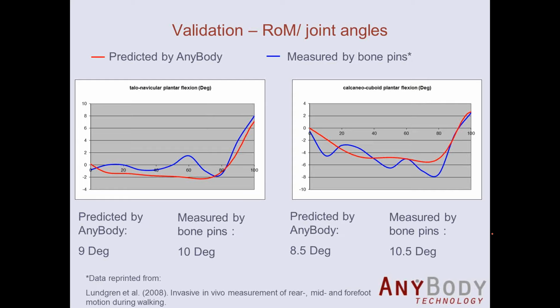And if we look at the range of motion, so for example, for talonavicular flexion, we have 9 degrees predicted by AnyBody and 10 degrees measured in the experiment. And for the calcaneocuboid flexion, we have 8.5 degrees predicted against 10.5 measured. So that's pretty good in both cases. And if we look at the global shape of the curve, that also matched pretty well.